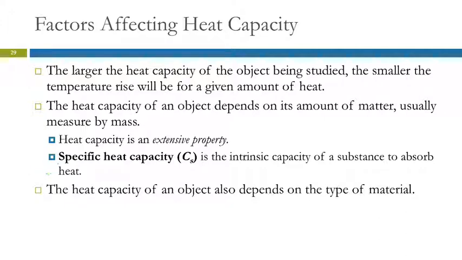So specific heat capacity is an intrinsic capacity of a substance to absorb heat. And this is not going to depend on the mass, because the mass is sort of figured into that. So heat capacity would depend on the amount of matter. We can get around that by using specific heat capacity. But the heat capacity also depends on the type of material. Some things heat up much more quickly than other things, and it's because of their nature.